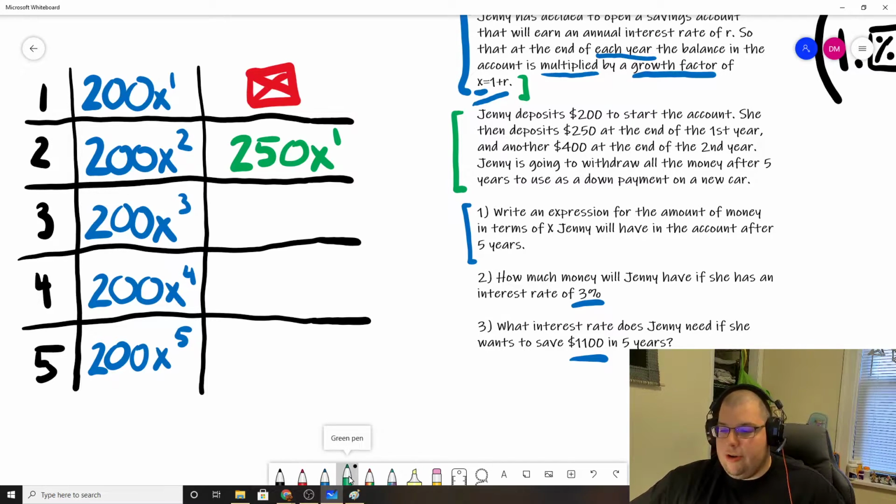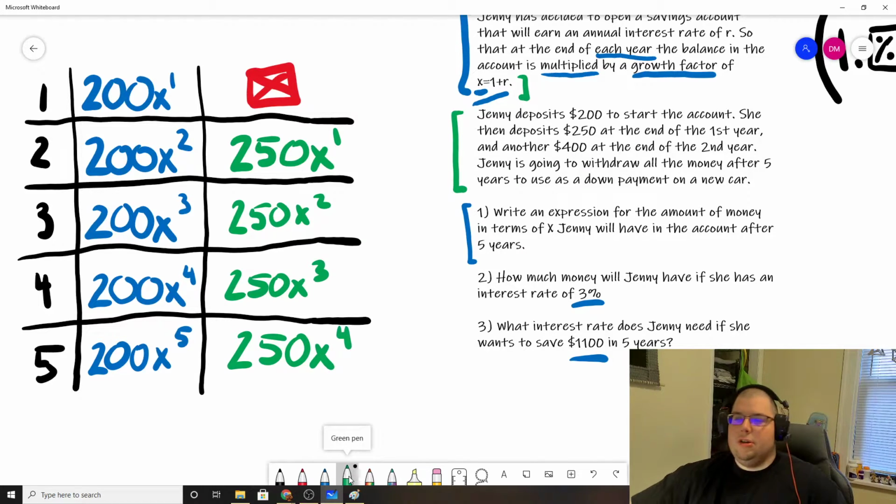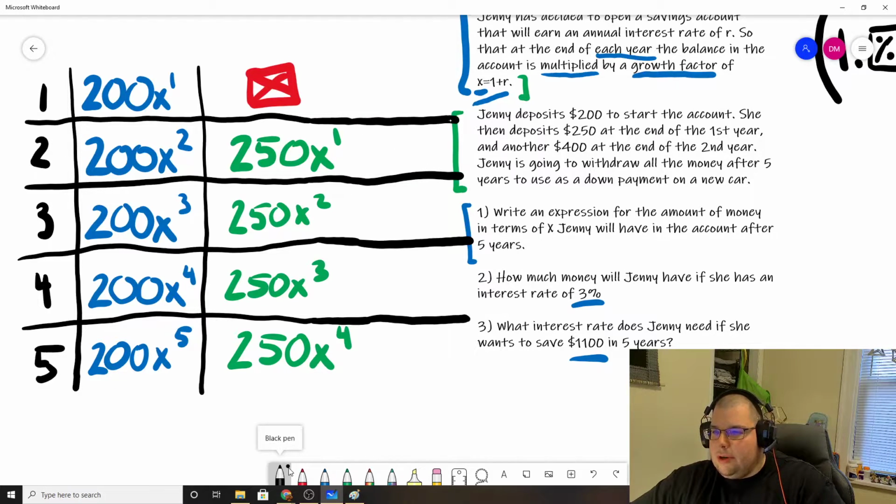And so now this $250 is going to grow every year, increasing by 1 in its exponent until it reaches the end of the account. So 250x to the first, then 250x squared, then 250x cubed, then 250x to the 4th to finish off the 5 years. Oh boy, this is going to be real close. Probably should have given myself a little bit more room, but we'll make it work.